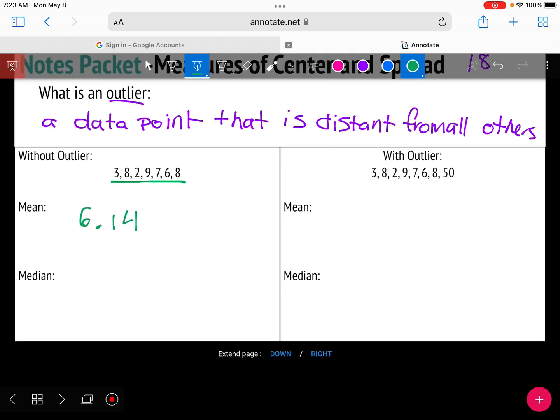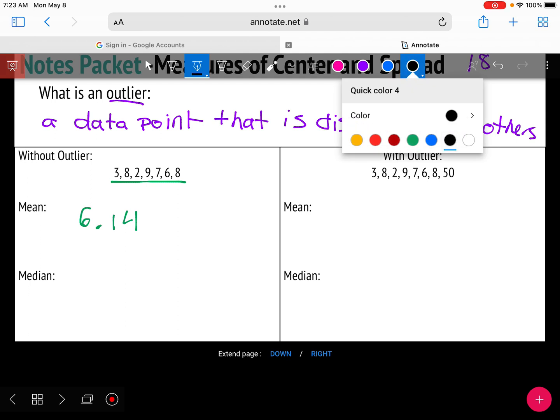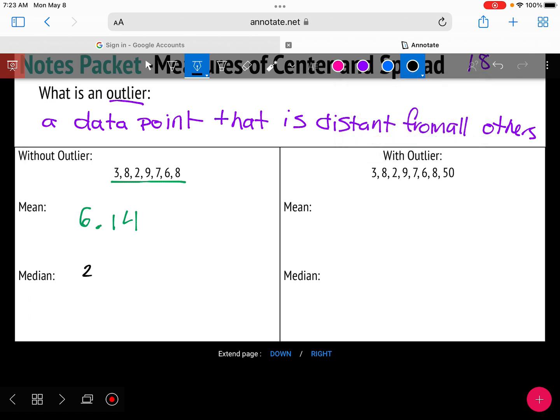Then we're going to find our median. To find our median, we need to get these in order. So I'm going to put these in order here. We've got 2, 3, 6, 7, 8, 8, and 9. So what's our median? 7.